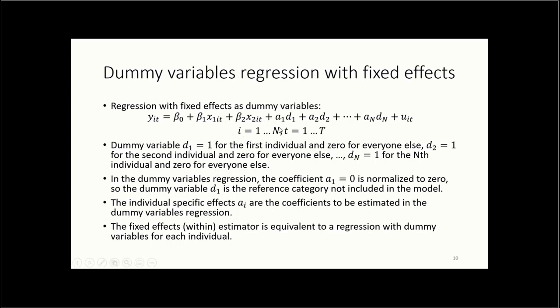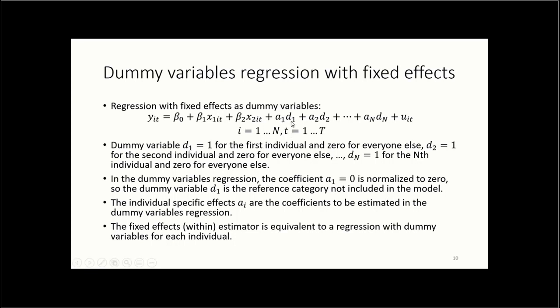So now we have n dummy variables because we have n individuals. i varies from 1 to n. We have n individuals in the sample. And so we would be including one dummy variable for each individual in the regression model. Here we need to normalize the first coefficient a1 to be equal to 0 so that the dummy variable d1 is a reference category and not included in the model, right?